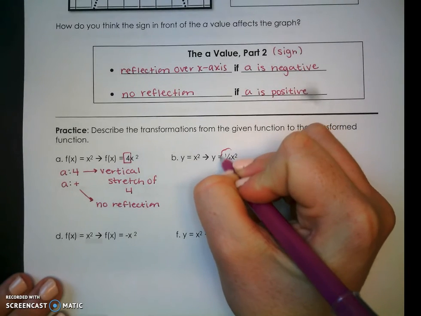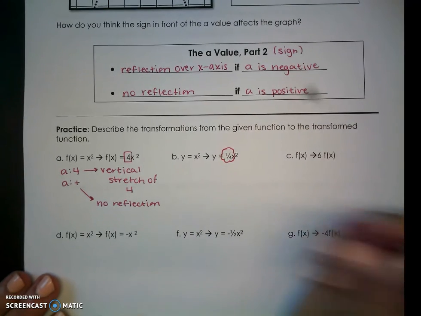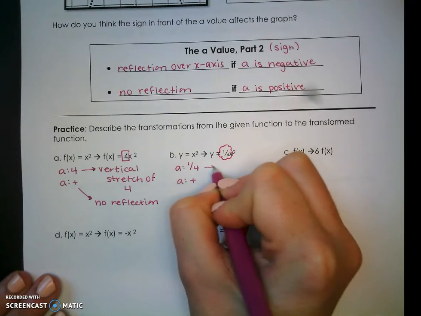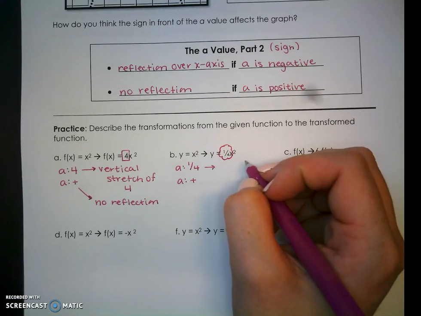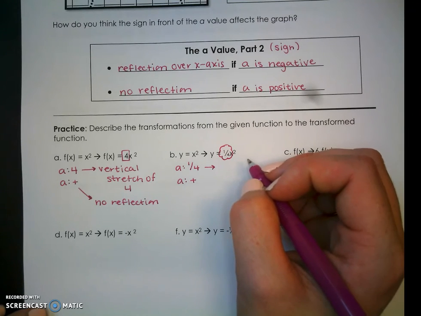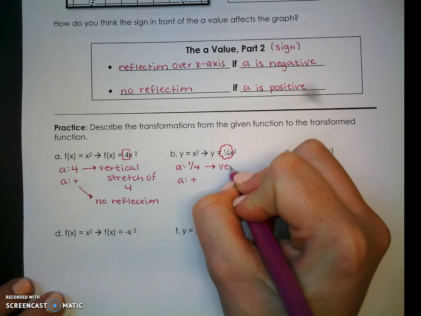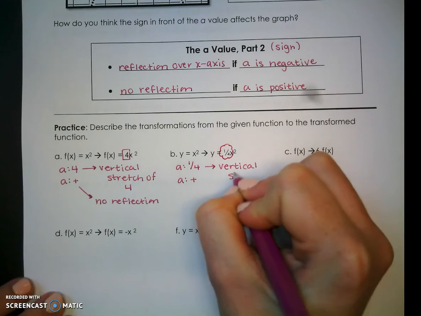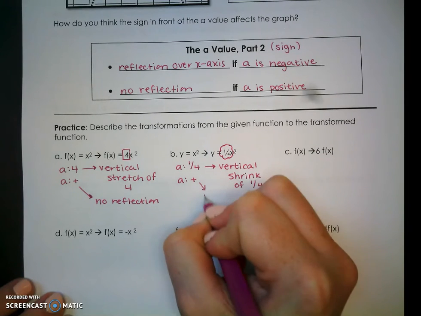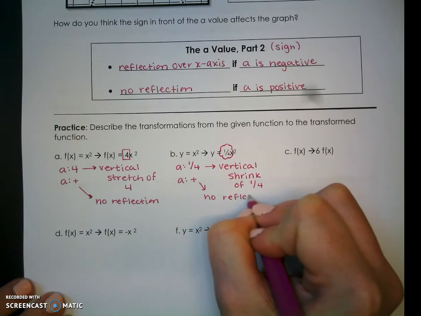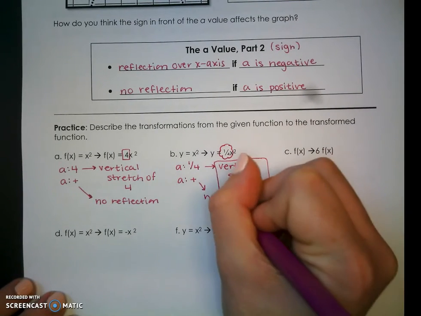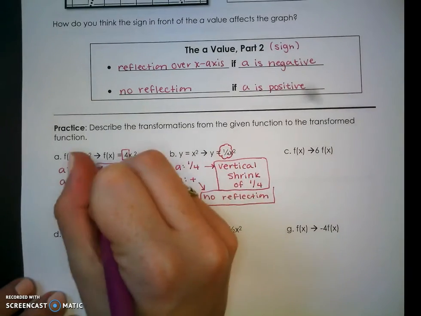So on b, our a value is 1/4. So again, the number is 1/4. The sign is positive. So 1/4, that is smaller than 1. If you have a hard time with the fractions, always think about it as a decimal. 1/4 is 0.25. 0.25 is less than 1. So this is a vertical shrink of 1/4. And a is positive. And once again, that means there is no reflection. So there's a vertical shrink of 1/4 happening, and there is no reflection.